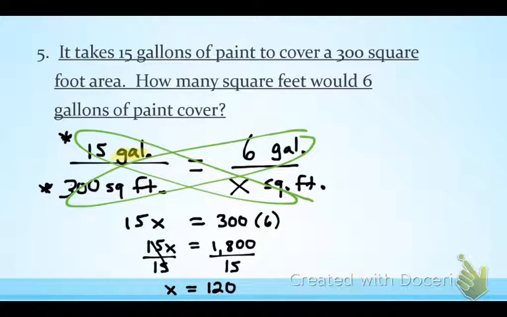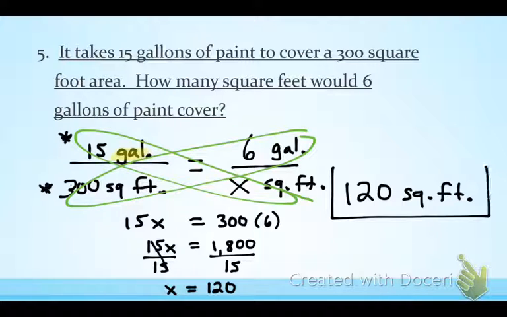X equals 100. Now, as I go back through my story problem, because every story problem must have units attached, it asks me, how many square feet would 6 gallons of paint cover? What's the answer? 100 square feet. Please know you must always attach the units, okay? As I walked around, a few people had the answer 100, but only 2 people had 100 square feet.